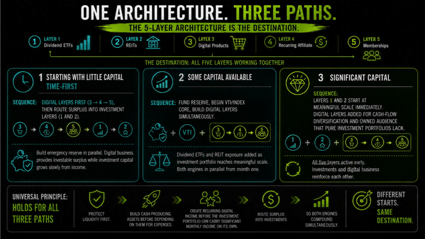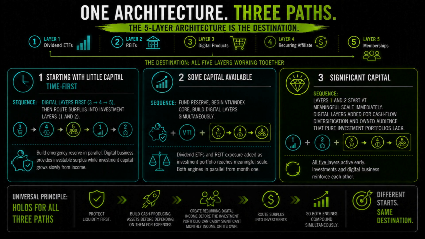You have some available income or some available capital? Sequence: fund the reserve. Begin VTI, index core. Build digital layers simultaneously. Dividend ETFs and REIT exposure are added as the investment portfolio reaches meaningful scale. Both engines in parallel from month 1. And if you have significant capital, the sequence is like this. Layers 1 and 2 start at meaningful scale immediately. Digital layers are added for cash flow diversification and owned audience that pure investment portfolios lack. All 5 layers are active early.